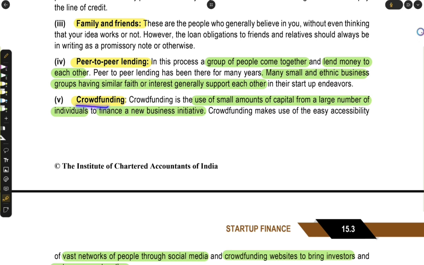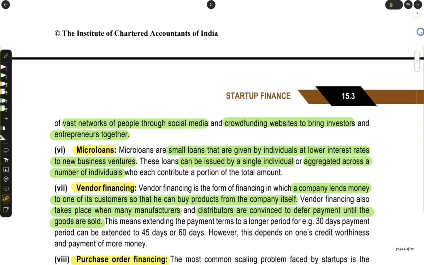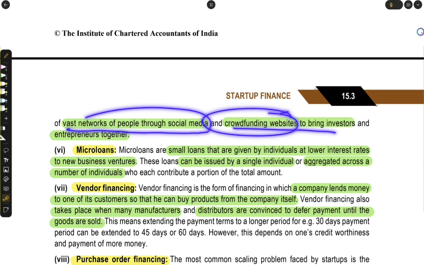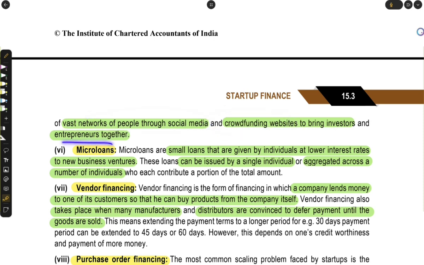Then next is crowdfunding. Crowdfunding is the use of small amounts of capital from a larger number of individuals to finance a new business initiative. Crowdfunding makes use of the easy accessibility of vast networks of people through social media and crowdfunding websites. You can even search Google for these websites, to bring investors and entrepreneurs together.